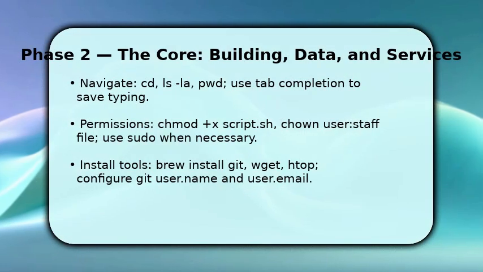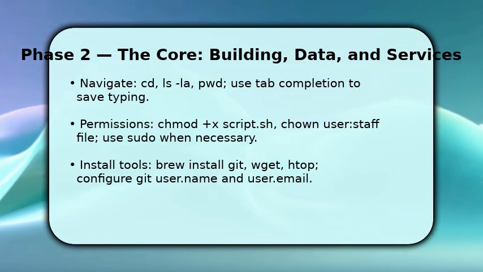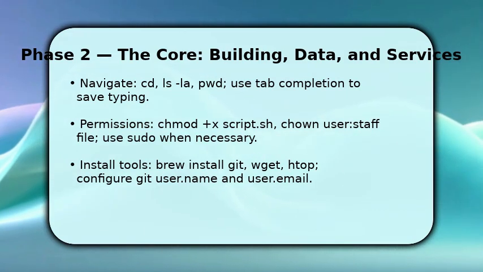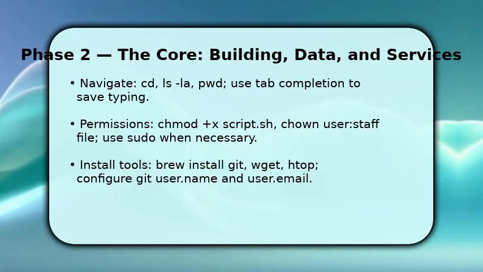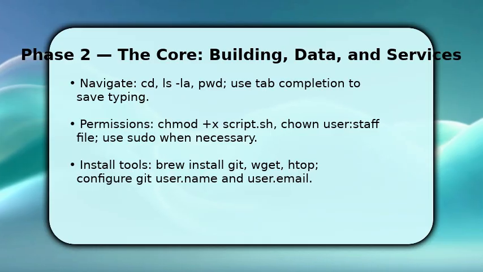You now learn the core workflow. Navigate with cd, list files with ls -la, and confirm location with pwd. Use tab completion to speed typing. When a script needs execution, chmod +x script.sh and run it. Change ownership with chown user:staff file when appropriate, and use sudo cautiously.